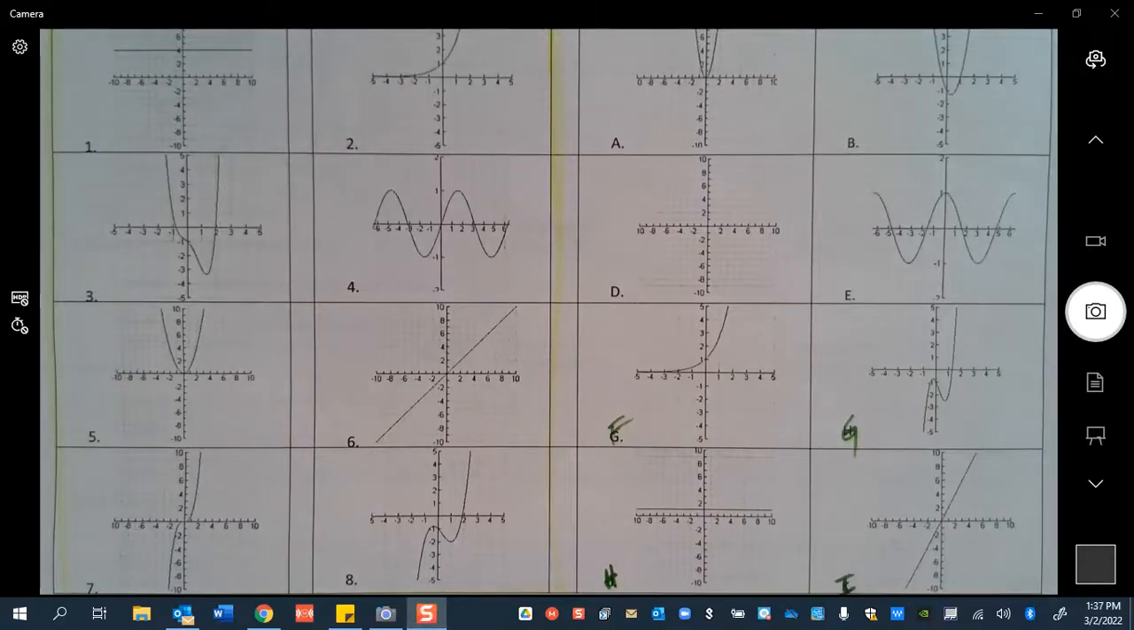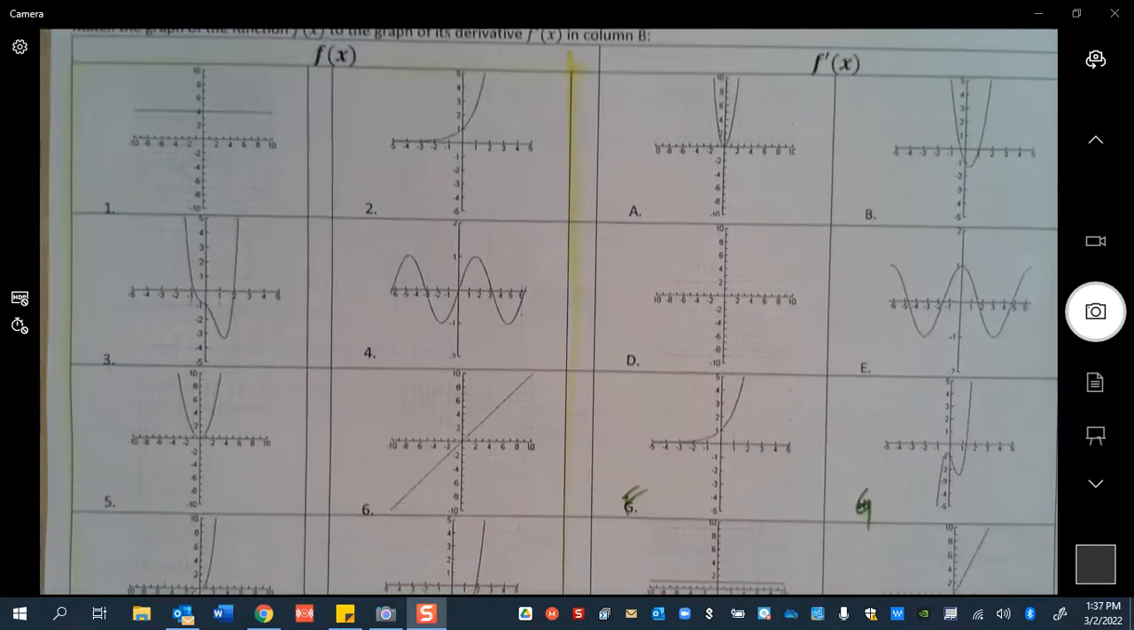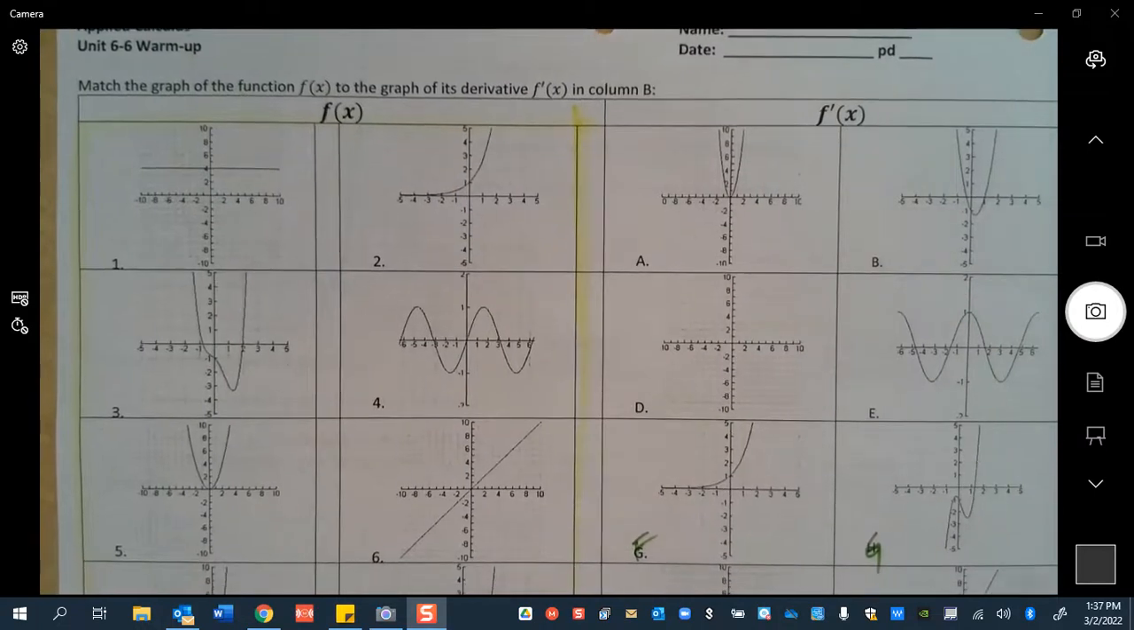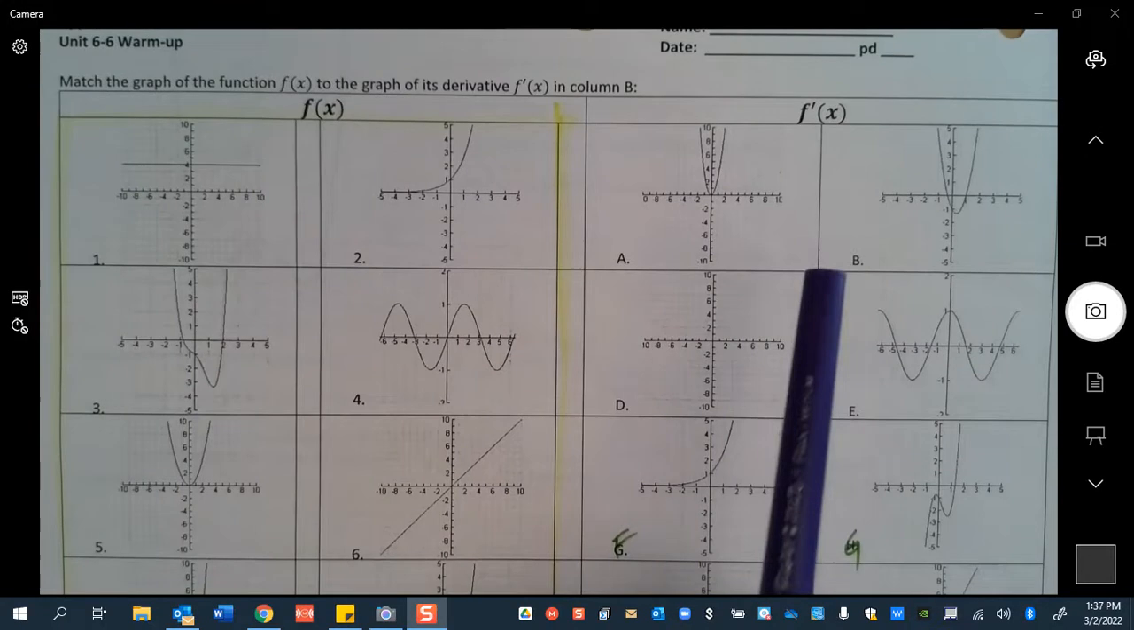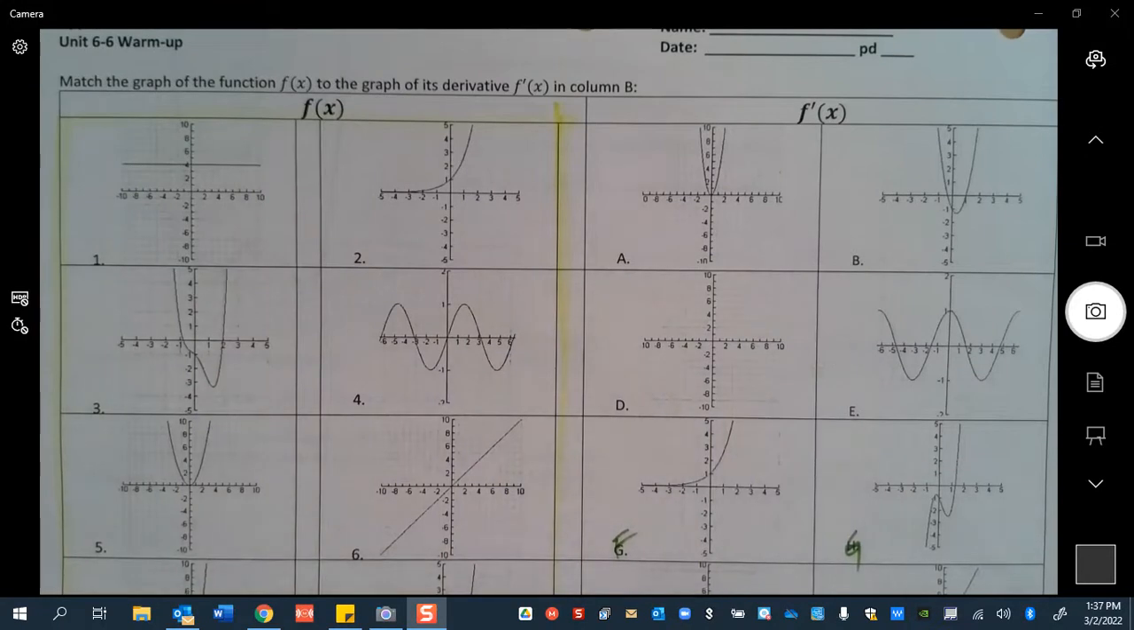Looking at each of these graphs, it's so important that we understand the difference between the graphs that we are looking at and whether we're looking at the original function or the derivative. And all these big ideas come together in one conversation.